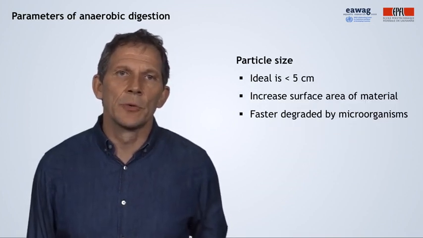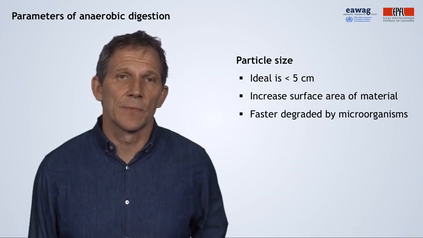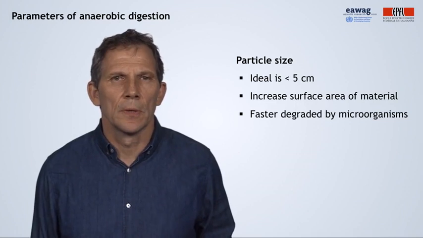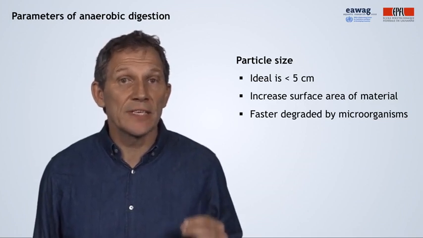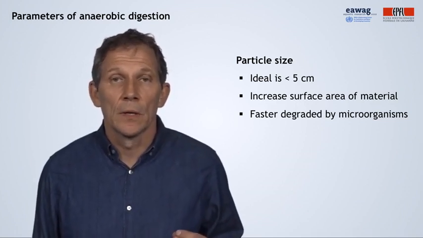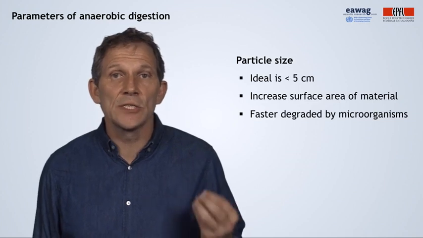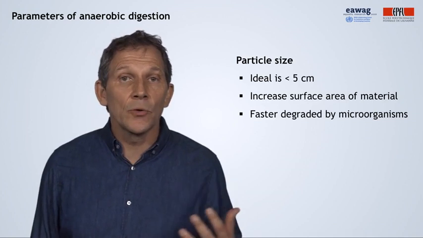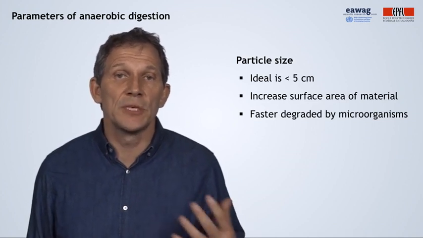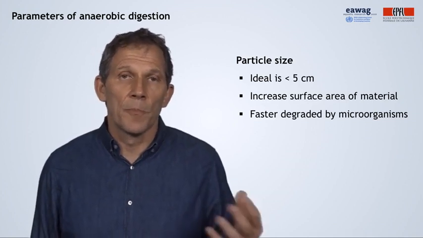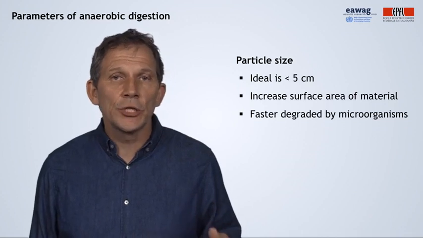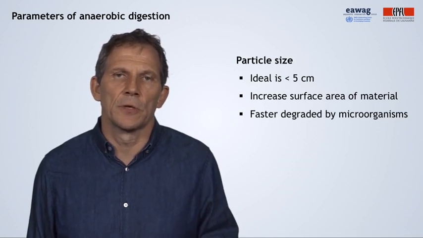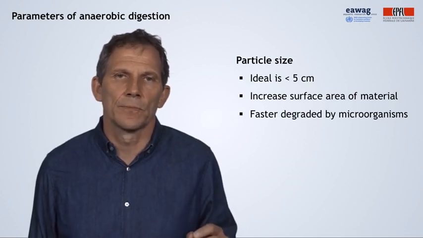The last parameter we'll look at is the particle size of the input material. Here, small is beautiful. Particle sizes below 5 centimeters are ideal. That increases the surface area of the material and allows the microorganisms to degrade the material faster. For operation, that means that usually we chop up our input material through a shredder to make small particles.